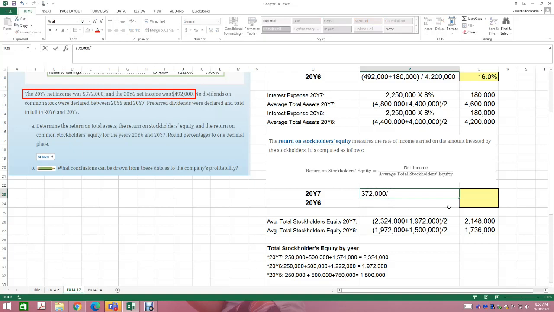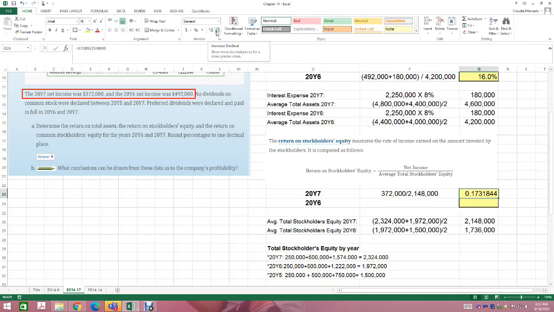And I'm going to divide by my average total stockholders equity for the current year, which we calculated to be 2,148,000. That gives me 372 divided by 2,148,000. Now they're asking us to round to 1 decimal place, and I'm going to do this as a percentage. So it'll be 17.3.